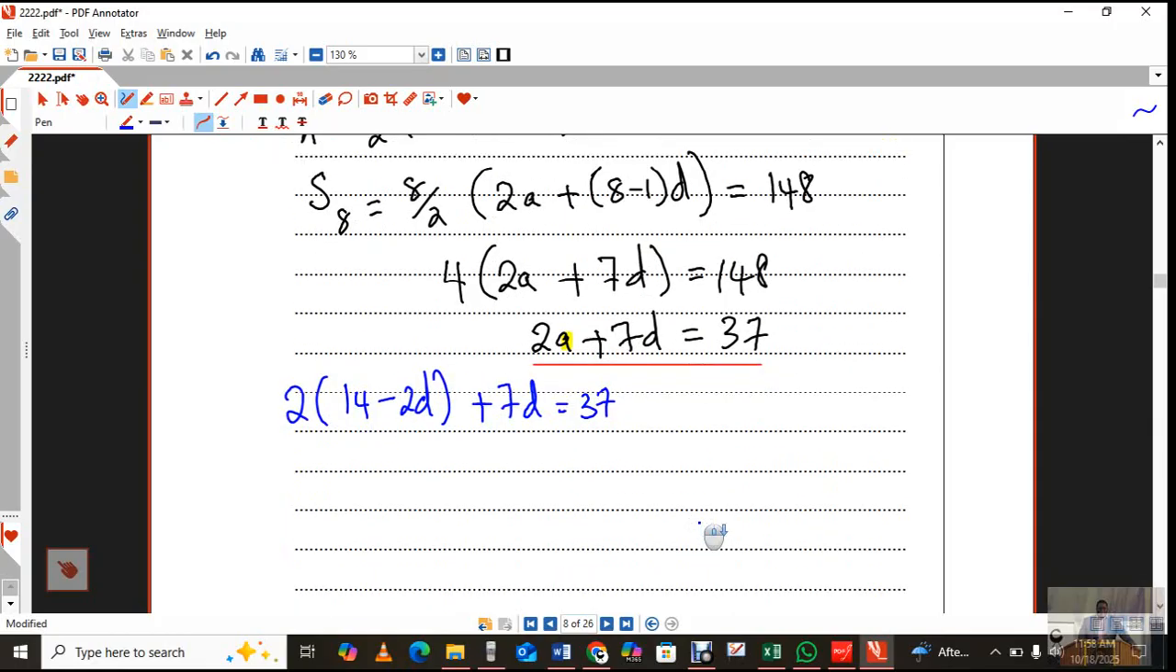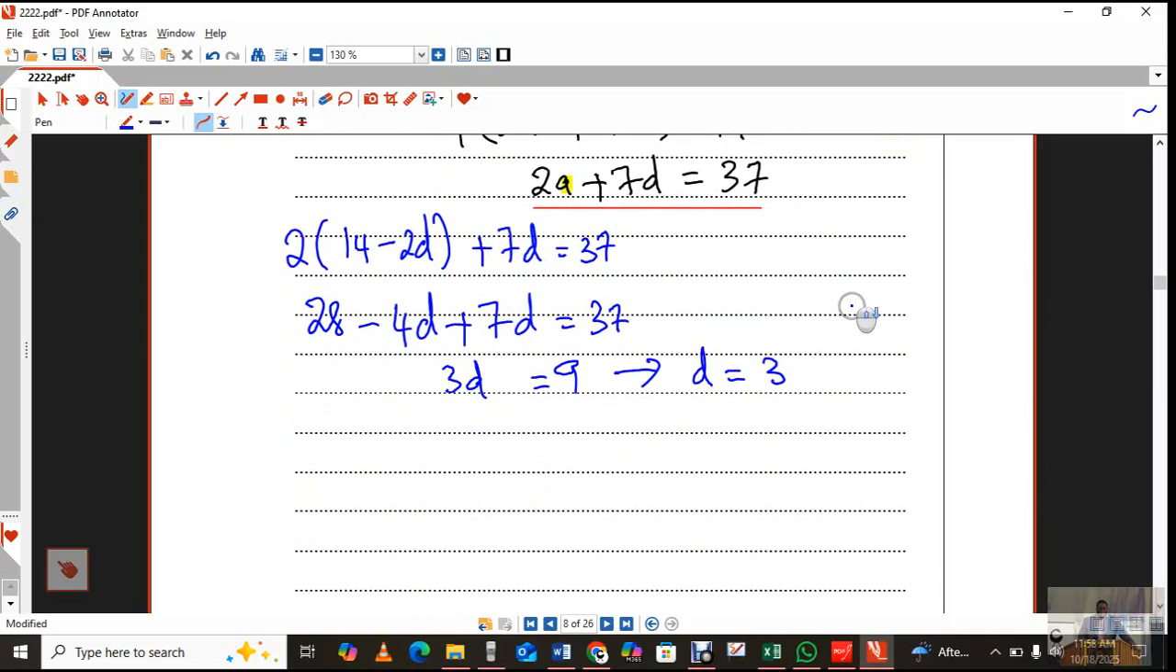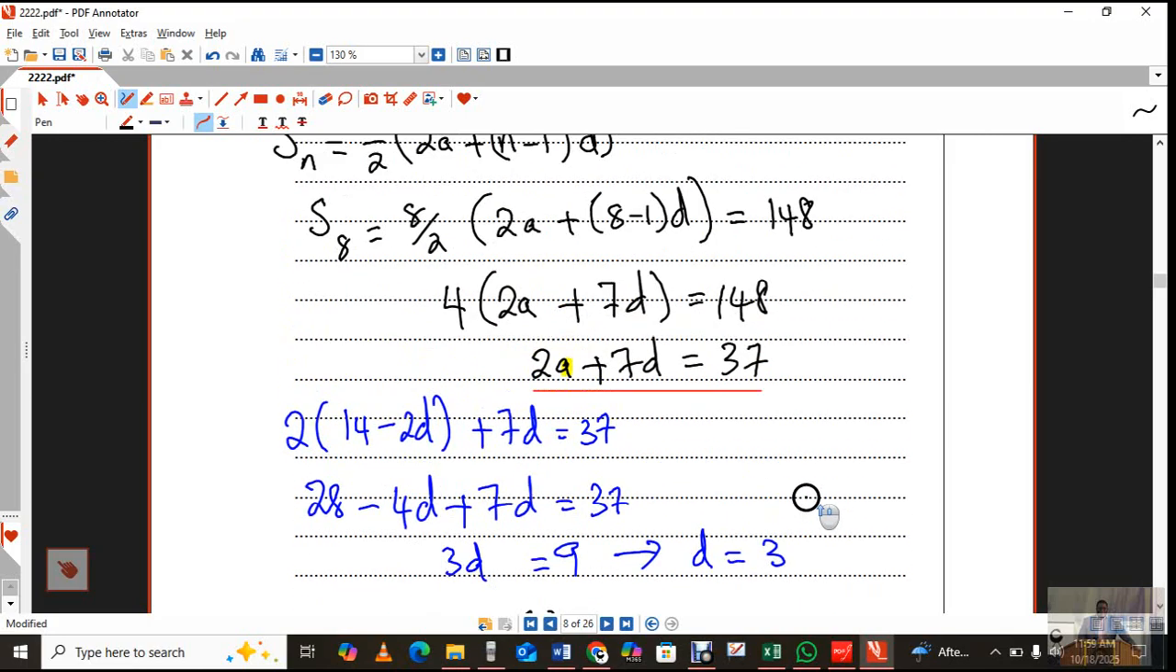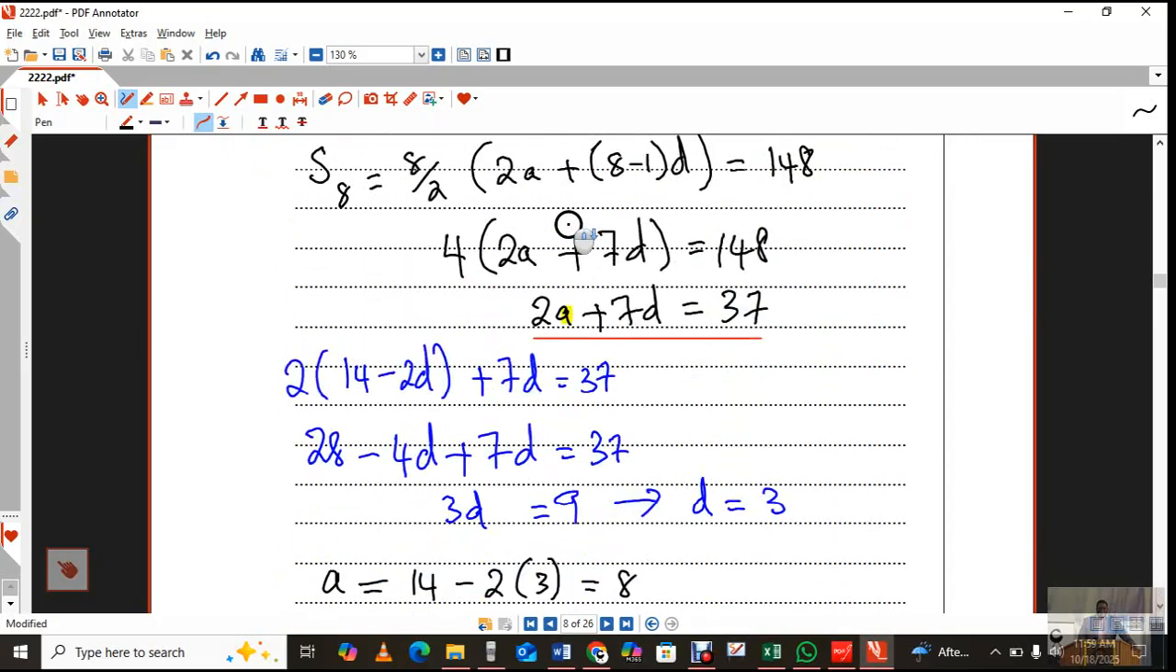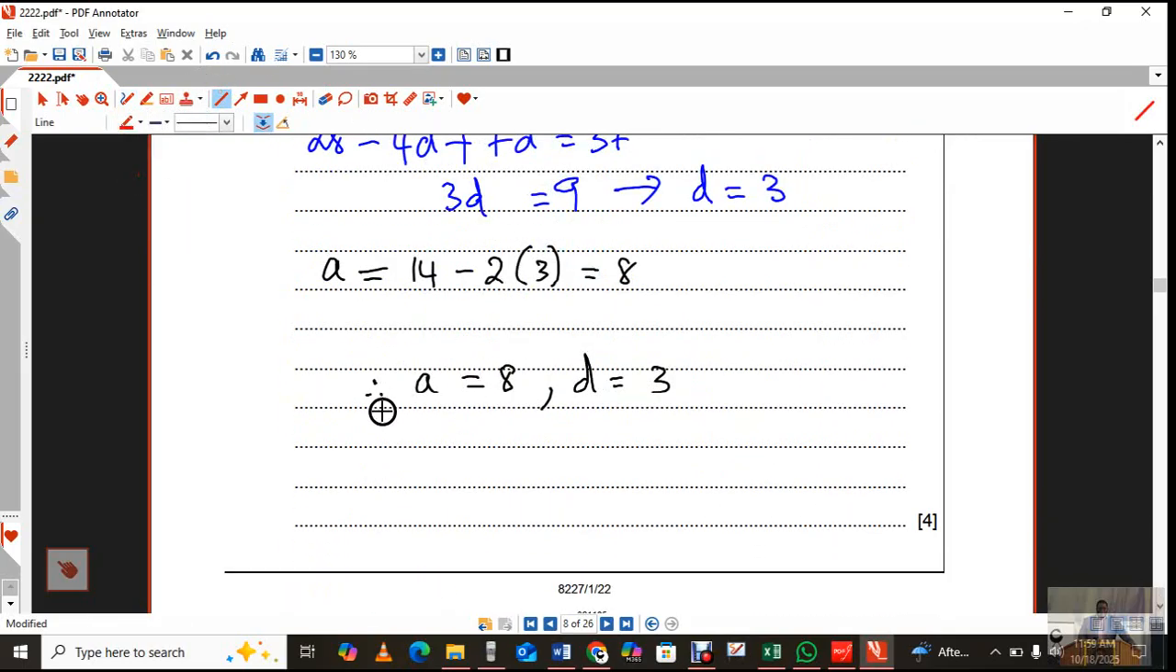If you do so, multiplying out, you get 28 minus 4d plus 7d equals 37. This is 3d equals 37 take away 28, that is 9. Therefore, d equals 3. If d is equal to 3, I can use this formula to find my value of a. a equals 14 minus 2 times my d value, 14 minus 6 is 8. Therefore, a equals 8 and d equals 3. These are the values they are looking for, the first term as well as the common difference. And this is the solution to this particular question.